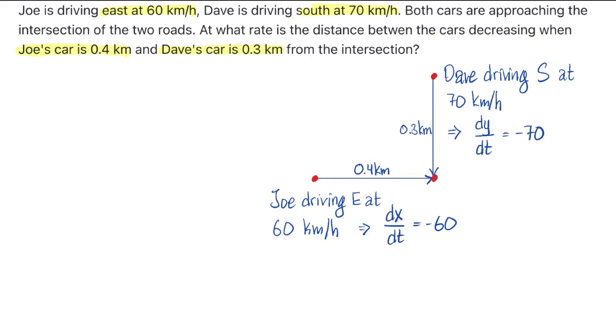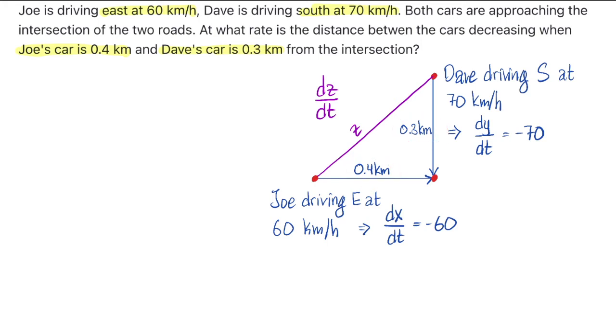What we want to determine here is the rate at which the distance between the cars, which is going to be this, is changing. So we're going to refer to this as z. This is the distance between the cars. And we're trying to determine the rate at which the distance between the cars is changing with respect to time at the point when Joe is 0.4 kilometers and Dave is 0.3 kilometers from the intersection.